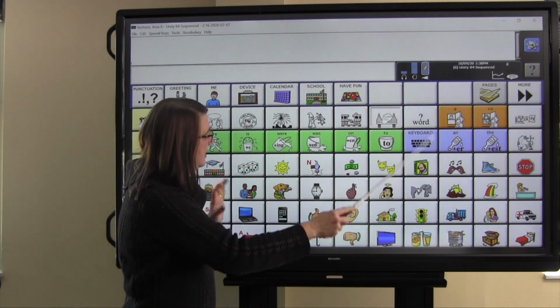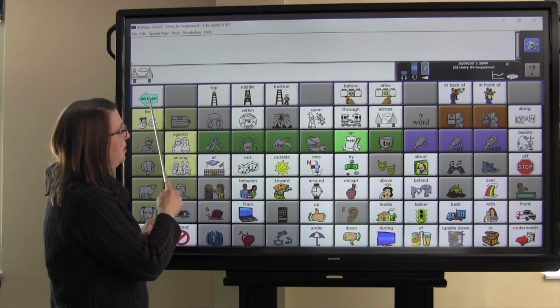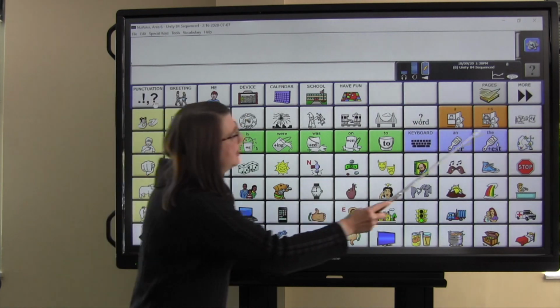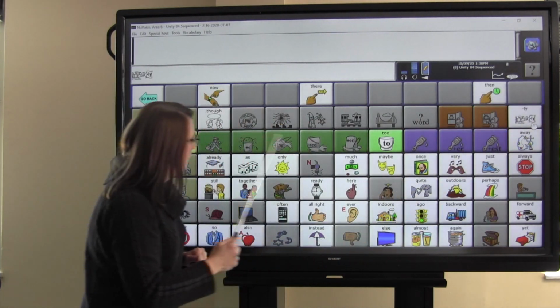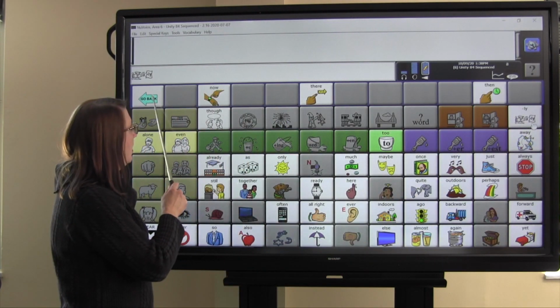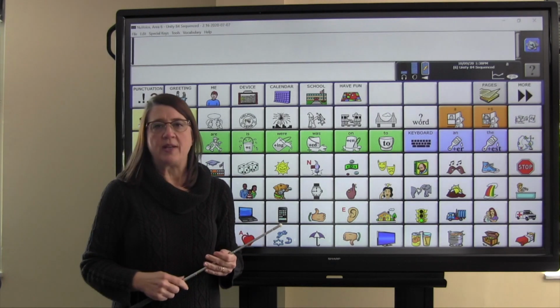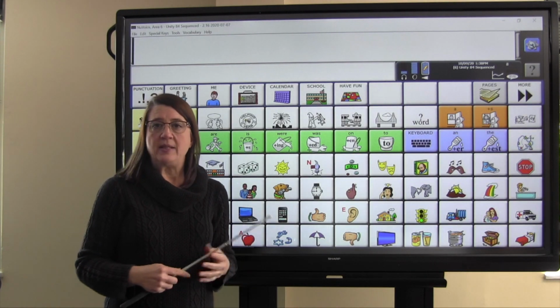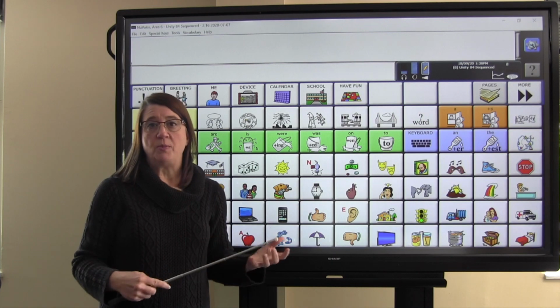As you can see, when I select the preposition key or when I select the adverb key, there are a lot of words within those categories to explore. So go ahead and take some time on your own to explore these new parts of speech.